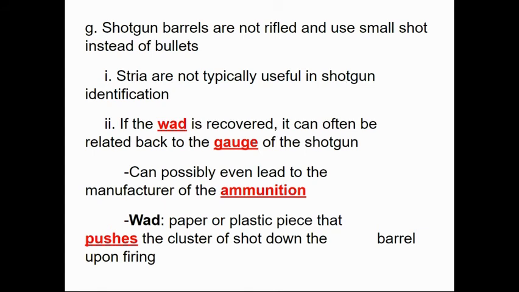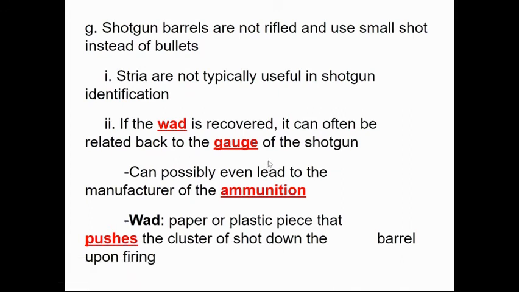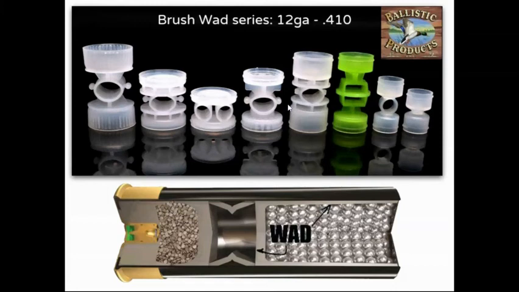What could be helpful is the wad if it's recovered. It can often be related to the gauge of the shotgun. It can even tell us something about the manufacturer or the ammunition. Again, that wadding that we talked about before is a piece of paper or plastic or some other composite material that pushes the shot out of the barrel when it's fired, and it comes out as well. And if it doesn't get picked up, it's left behind, you might be able to find that and learn something from it. These are some different types of wads that might be internally.